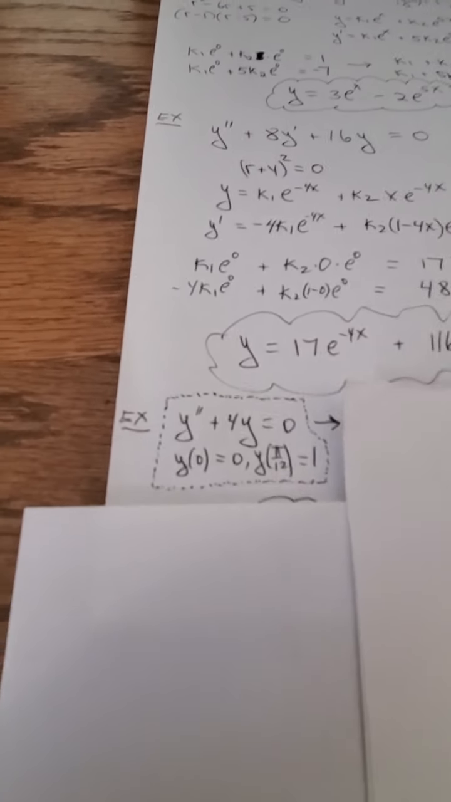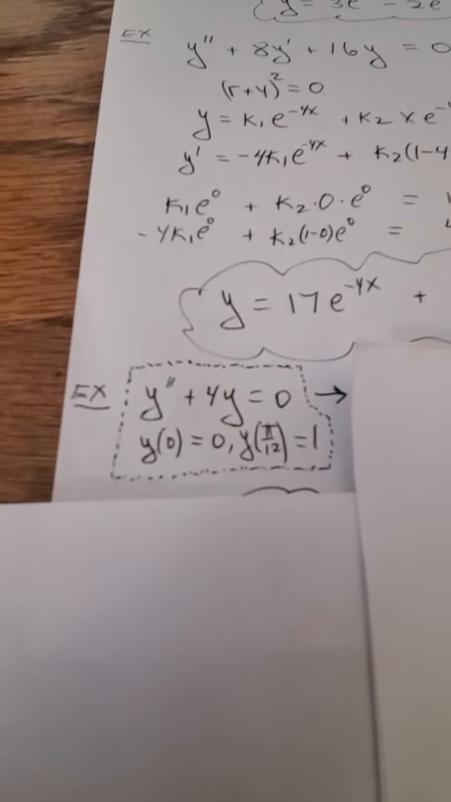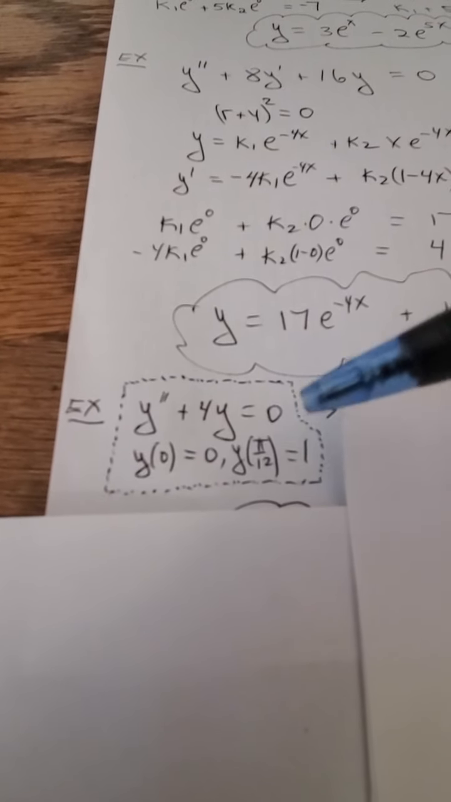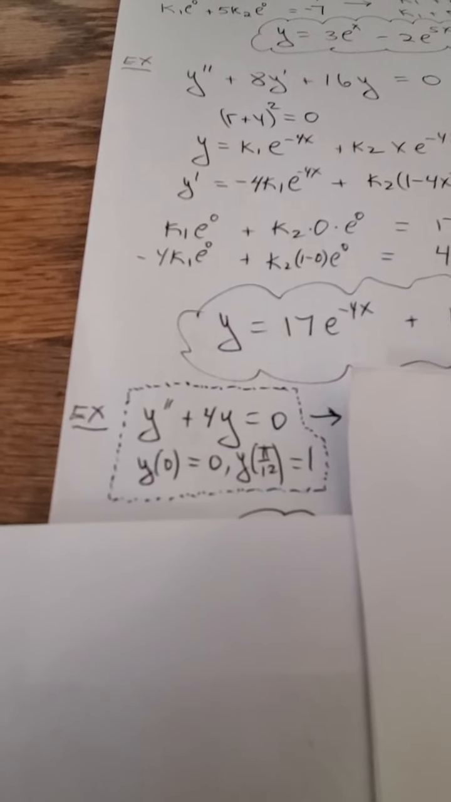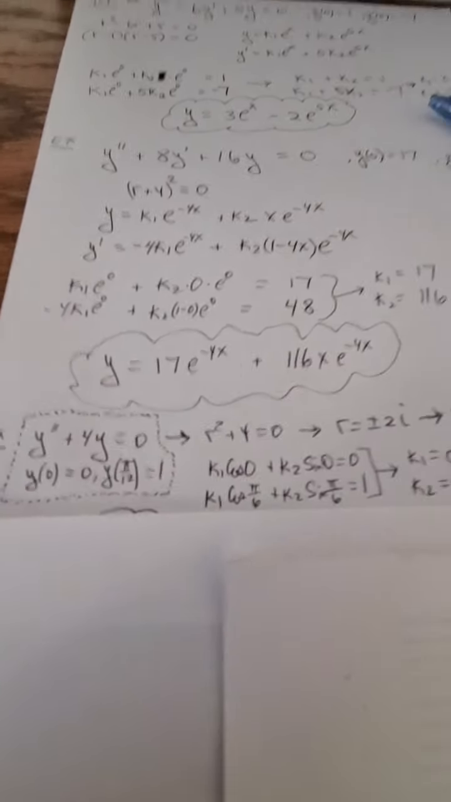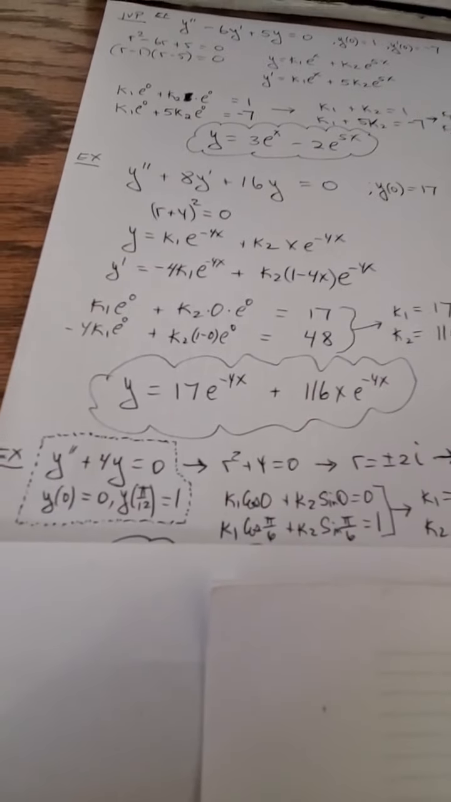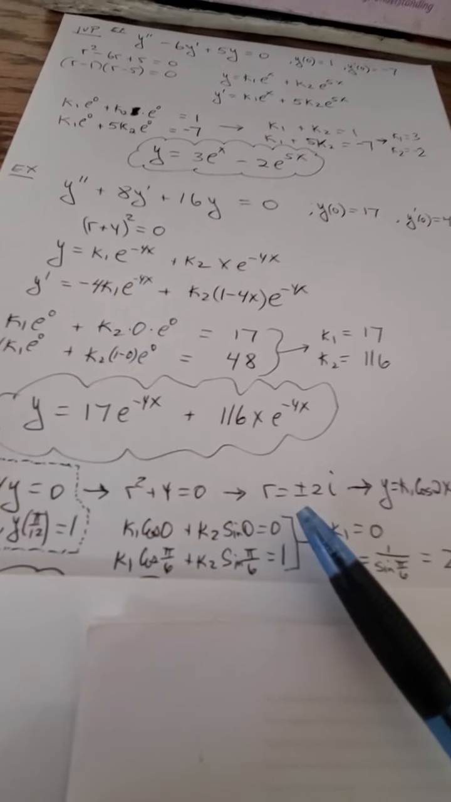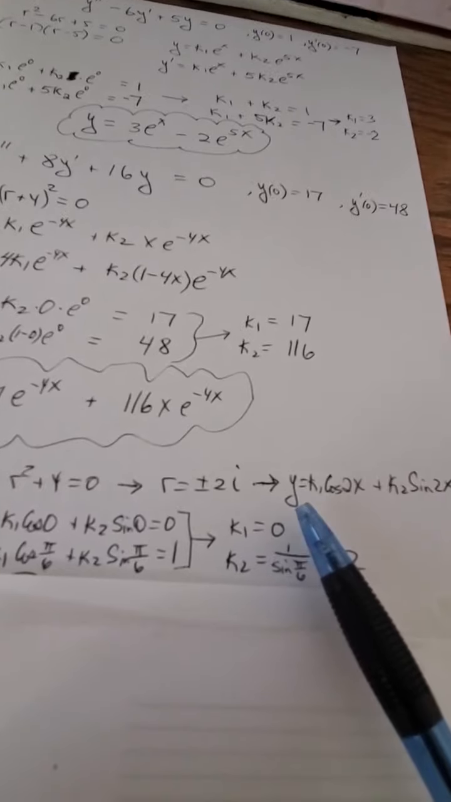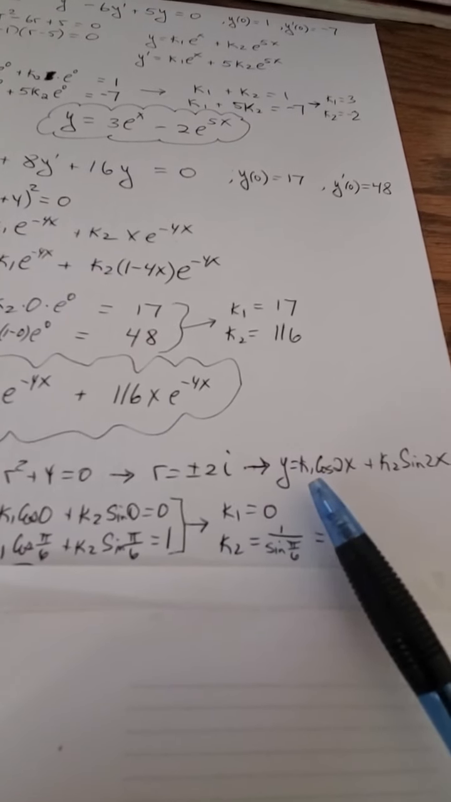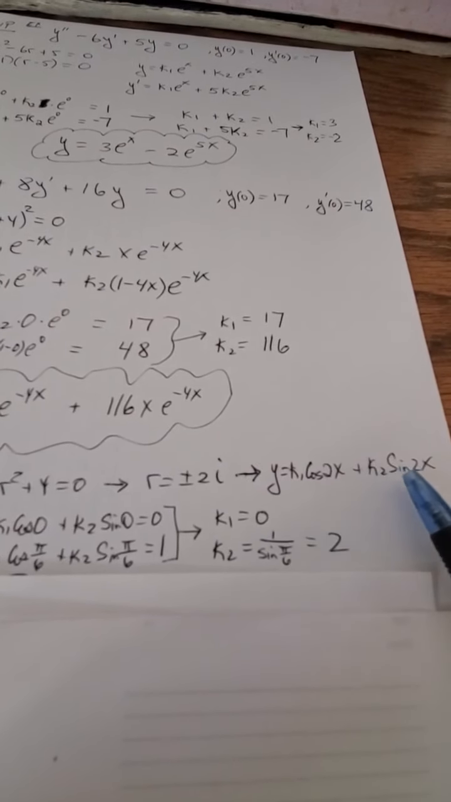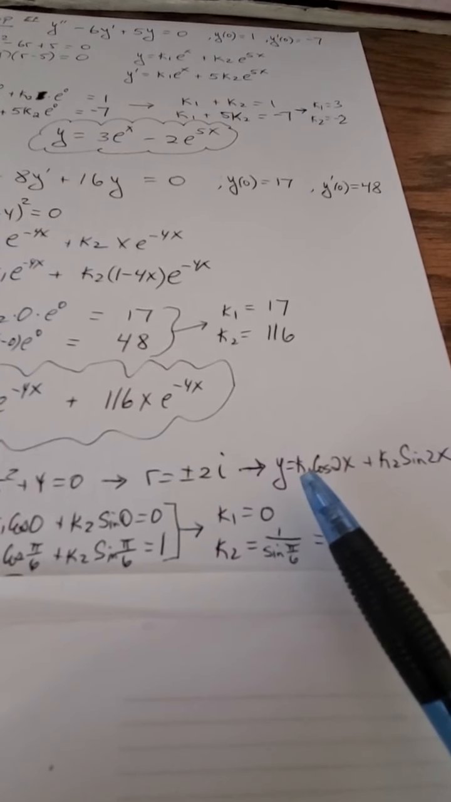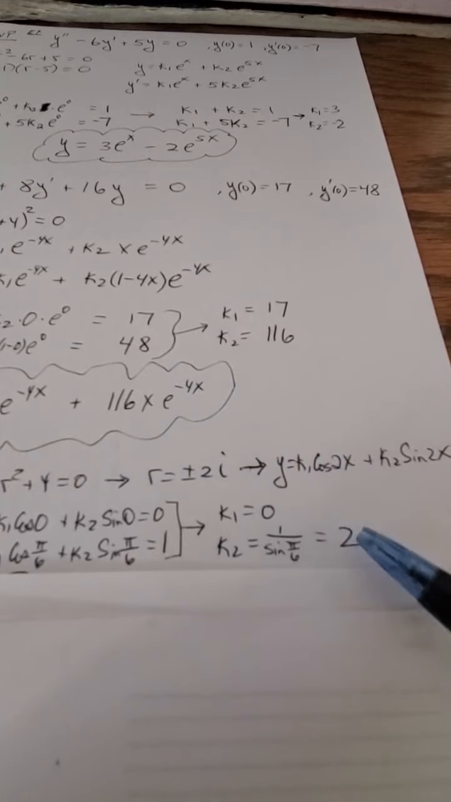And I promised you 3 examples, and here's the third example: y double prime plus 4y equals 0, y of 0 equals 0, y of pi over 12 equals 1. Now, this leads us to the characteristic polynomial of r squared plus 4 equals 0, which leads us to r equals plus or minus 2i, which leads us to the solution y equals k1 cosine 2x plus k2 sine 2x. And again, this is something I learned how to do. By the way, did anyone notice I have a case 1, a case 2, and now I have a case 3? Get it?